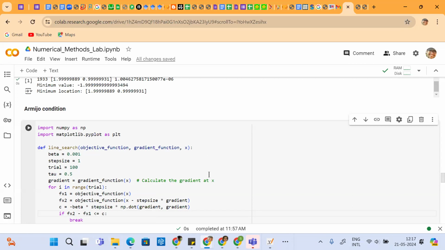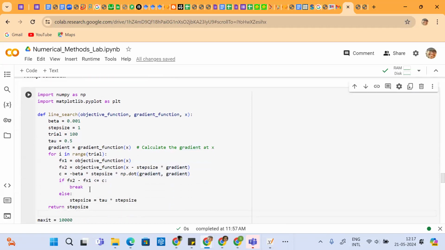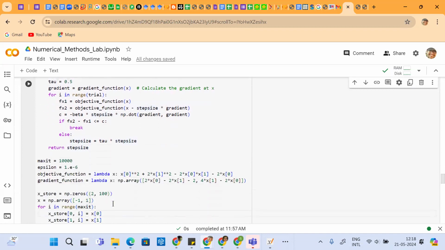Beta times h times gradient. So I'm checking the condition here. If fx2 minus fx1 is less than that, okay. So here I'm just checking the Armijo condition. And if it is not satisfied, you decrease the step size. You can see step size equals tau times step size. Tau is between 0 and 1; I have taken 0.5. So in the same way, you continue your iteration, and after that it returns the step size.